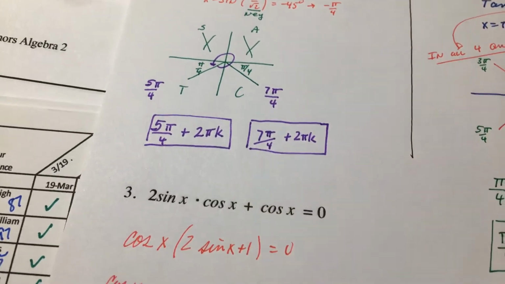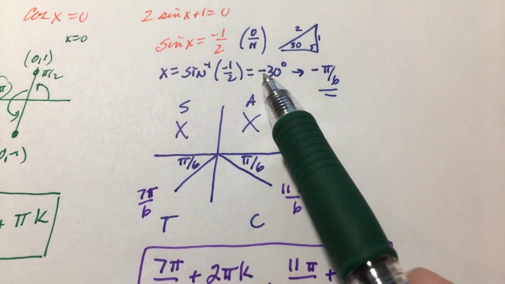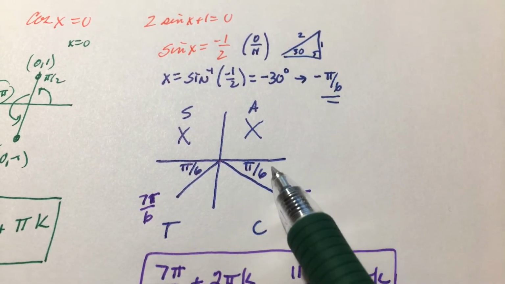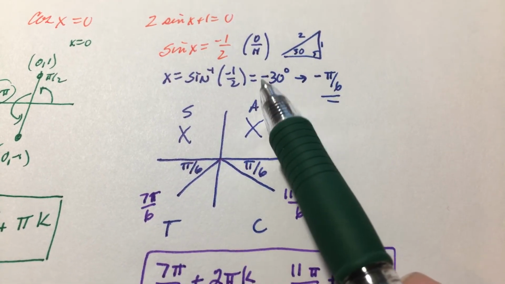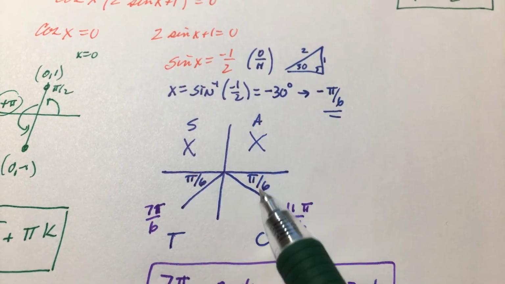Cosine is positive here, everything else is negative. So you got to take this part. That's why the calculator says negative 30, because it forces you into the fourth quadrant. Pi over 6. Okay, it's not a negative reference degree. That's just how the calculator makes you go into the fourth quadrant. This is a 30-degree reference angle in the fourth quadrant.